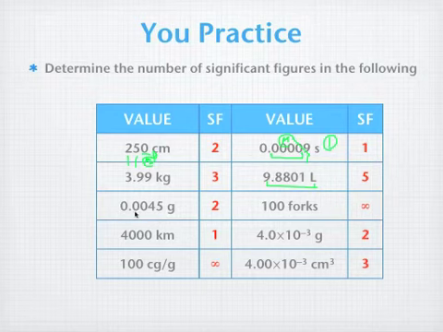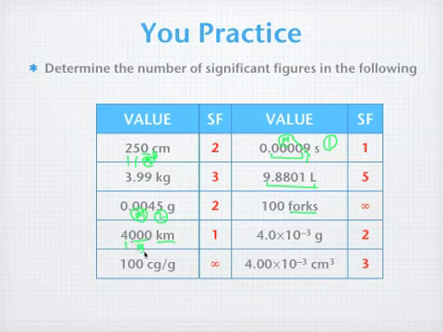In this number, these zeros are magnitude zeros, and so I've got 2 significant figures, the 4 and the 5. Forks, you can count forks, so that's an unlimited number of significant figures, or infinite. 4,000 kilometers, that's a measurement. Kilometers is a measurement, so I have 1 significant figure. That's my last non-zero digit. There's no decimal point, so these are magnitude zeros.